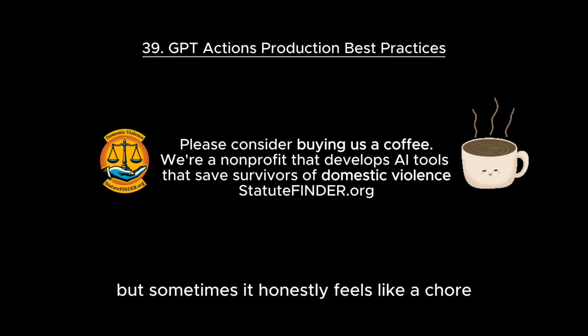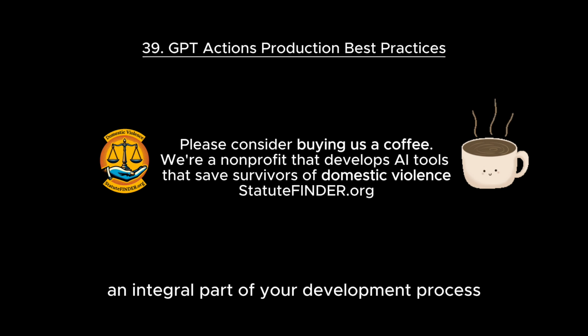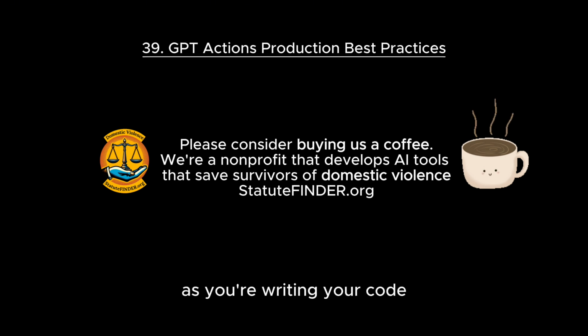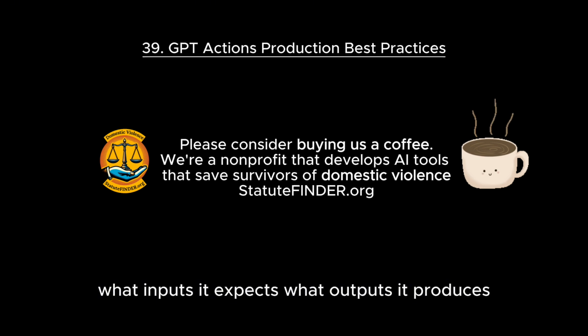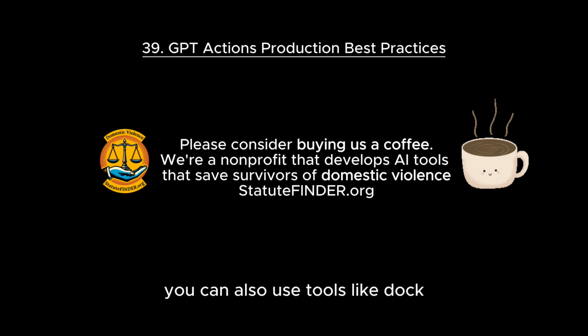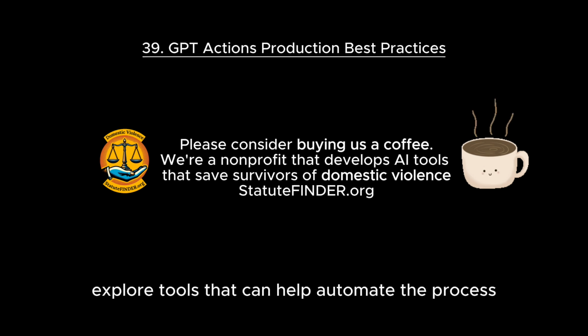Okay, documentation is important, but sometimes it honestly feels like a chore. Any tips for making it less painful? Yeah, absolutely. Treat documentation as an integral part of your development process, not just something you do at the end. As you're writing your code, just add comments to explain what each section does, what inputs it expects, what outputs it produces. You can also use tools like docstrings to automatically generate documentation from your code. So write comments as I go. Explore tools that can help automate the process.